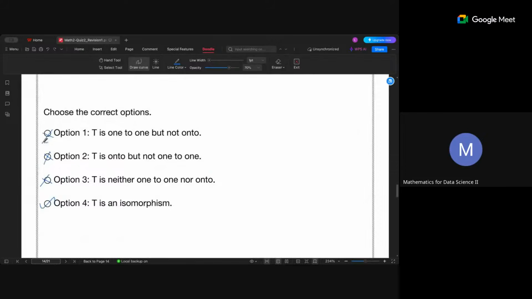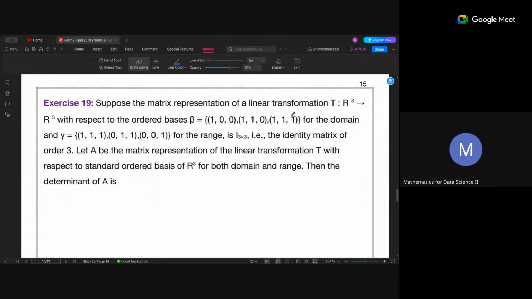Okay, fine. Now suppose the matrix of a linear transformation T from R3 to R3 with respect to this ordered basis and some other basis is I3. So you have the identity matrix representing this transformation with these bases. Now, what is your matrix A? What is the determinant of A, they are asking? Okay, so how do you find the determinant?